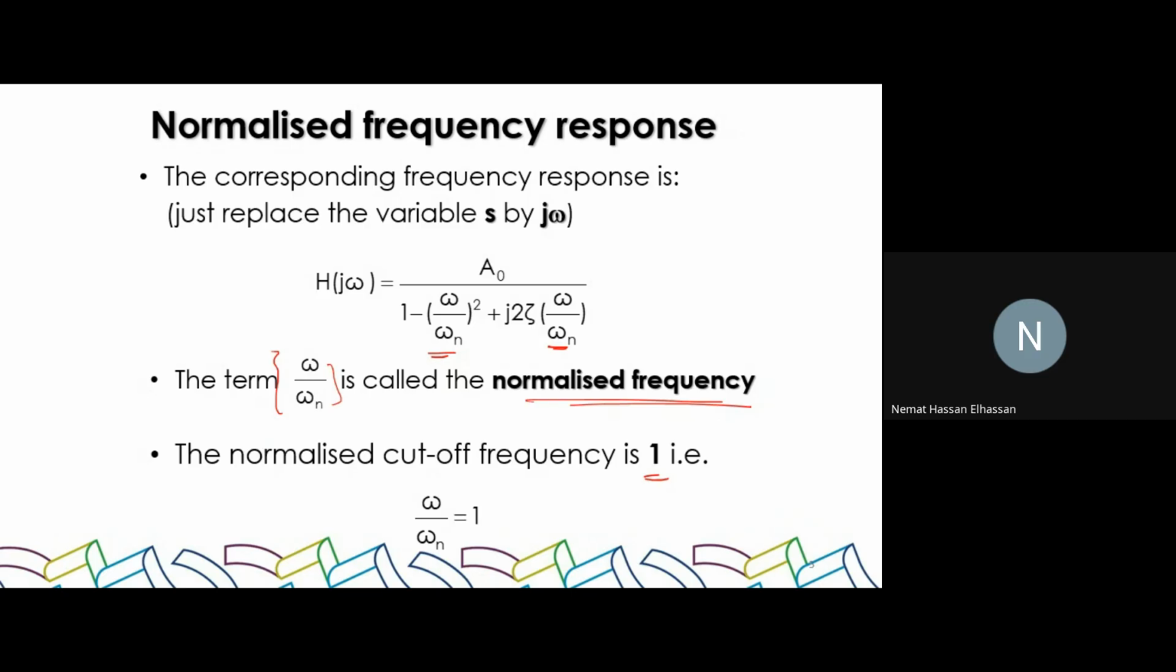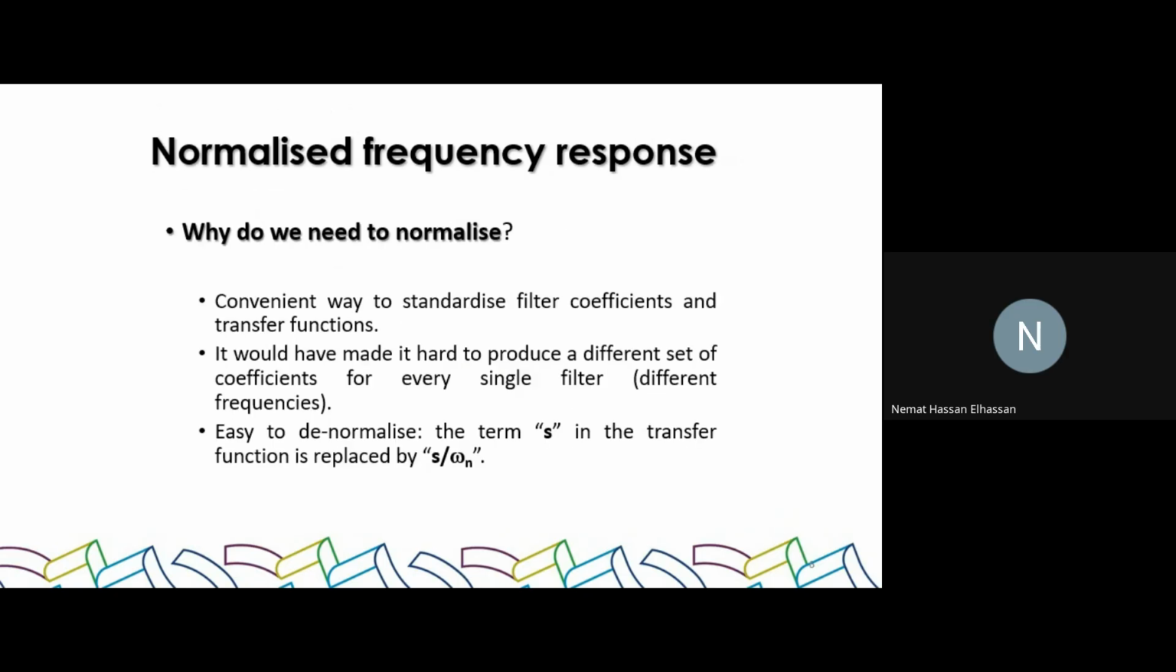For what? Why do we have to do this? Why do we normalize? Because, as you've mentioned, it's easier. It's convenient. It is a convenient way to standardize, to have a common base to compare with. Because otherwise, what would be the alternative?